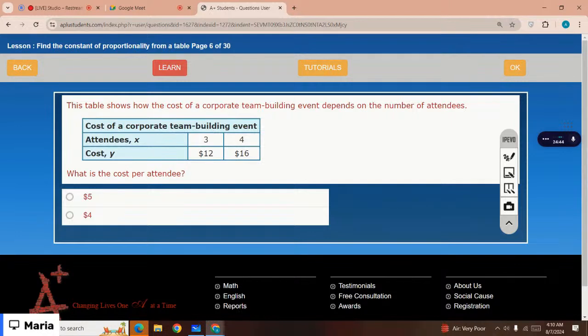This table shows how the cost of a corporate team building event depends on the number of attendees. So, what is the cost per attendee? Which is the correct option? The cost per attendee is $4. Option number 2 is the correct option.